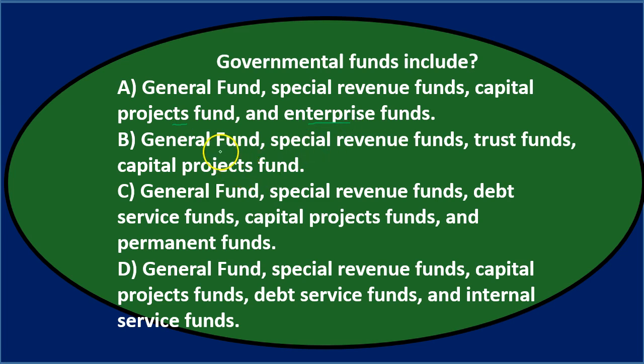And then B, general fund, we know that's in all of them. Special revenue, trust funds, that's a different one. And then the capital projects fund, that one is here. So you can see it here. And then we had capital projects funds up top.